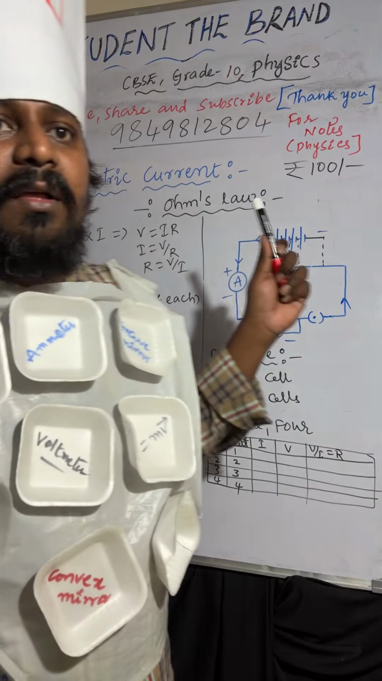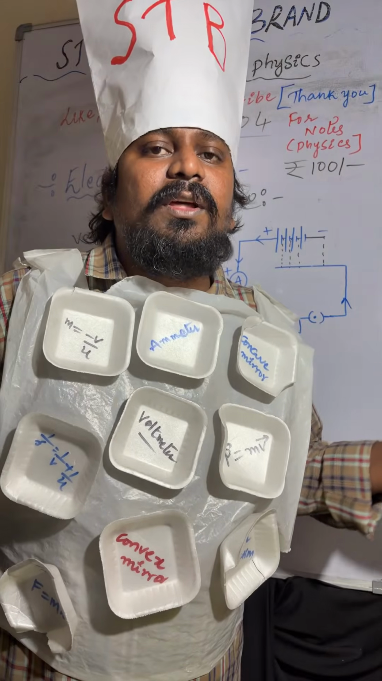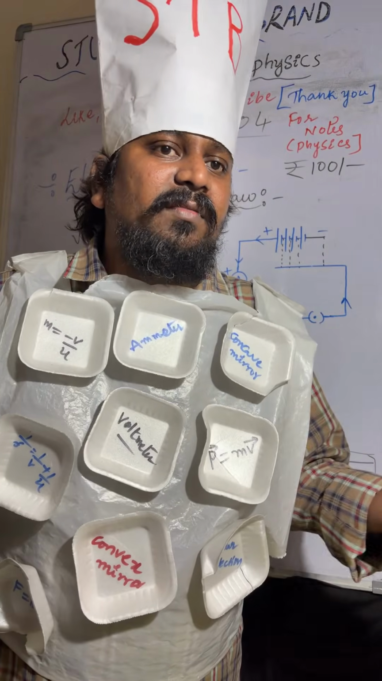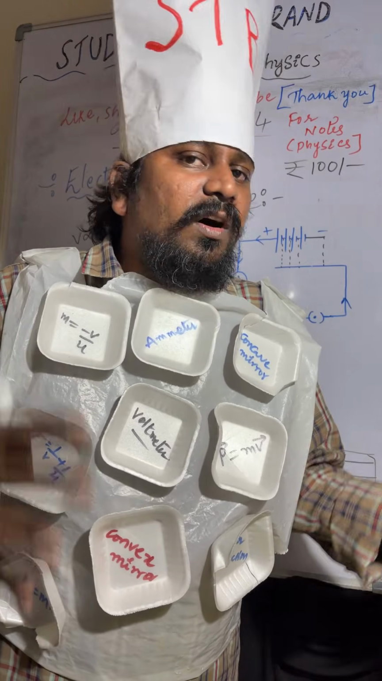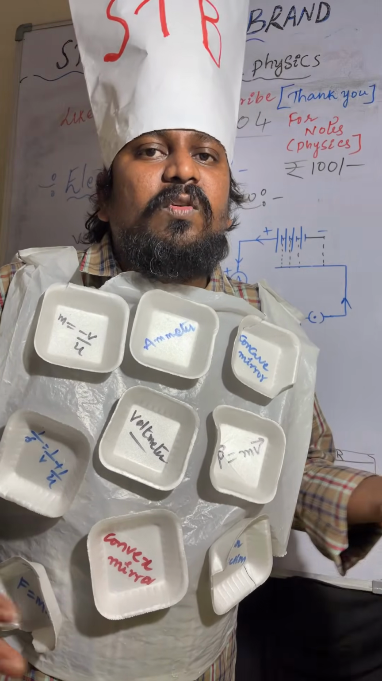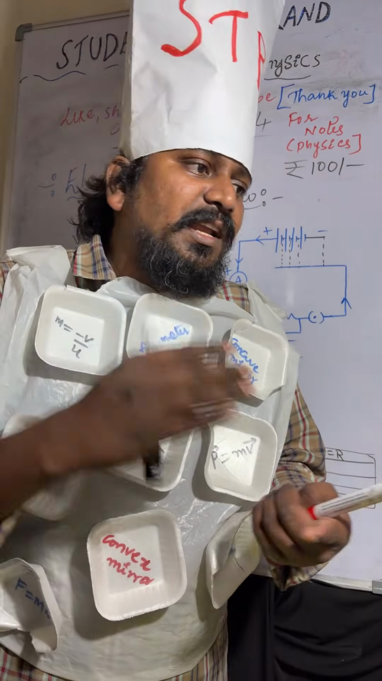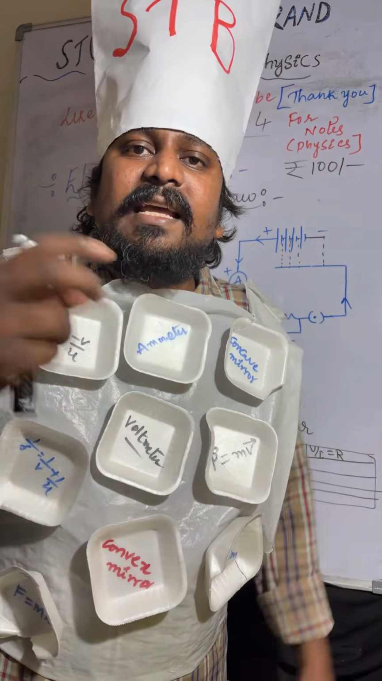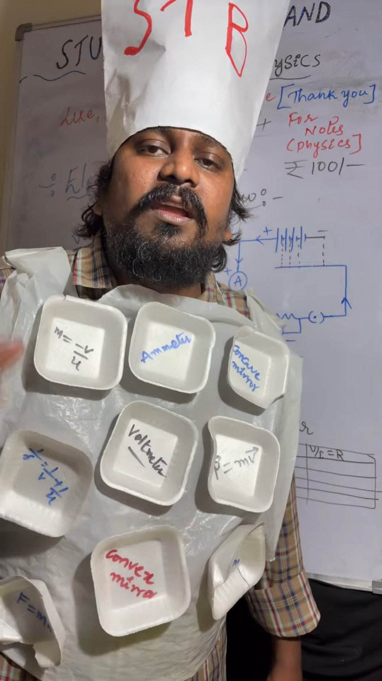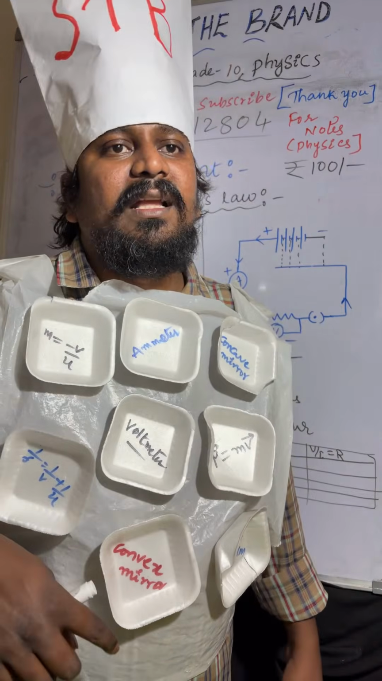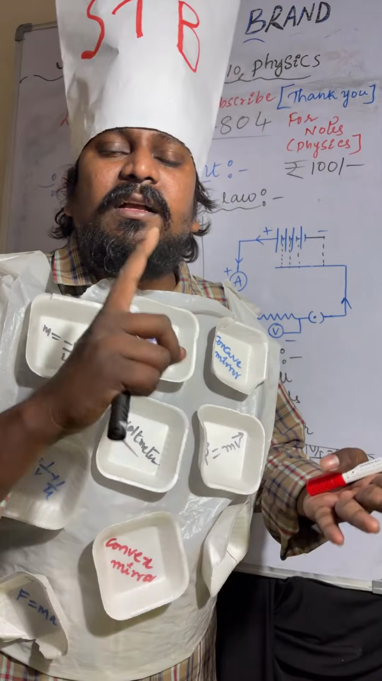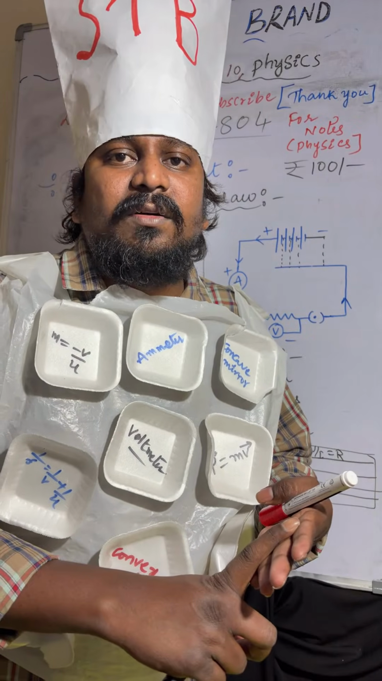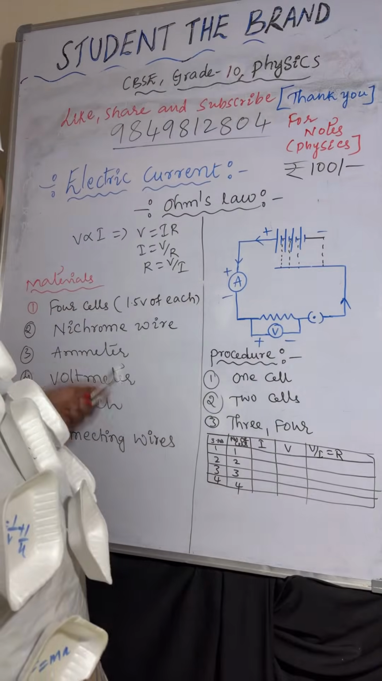Okay, the materials required to do the Ohm's law activity. First of all, 4 cells, 1.5 volts each. After that, nickel wire. Nickel wire is an alloy of nickel, chromium, manganese and iron metals. Next, ammeter, voltmeter, switch, connecting wires. So these are the materials required.